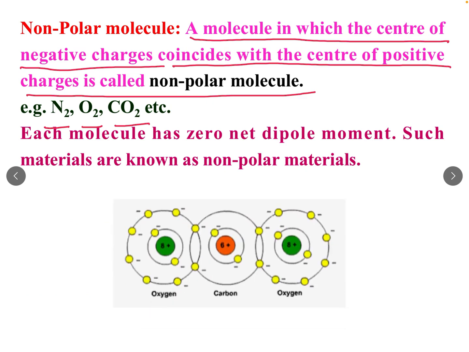Example: CO2. Here the center point of the carbon will be exactly at the center, and similarly the center of all the negative charges will be at the same point, so net dipole moment will be zero because there is no separation between the positive charges and negative charges. Means we can say the center of positive charges and center of negative charges coincide.